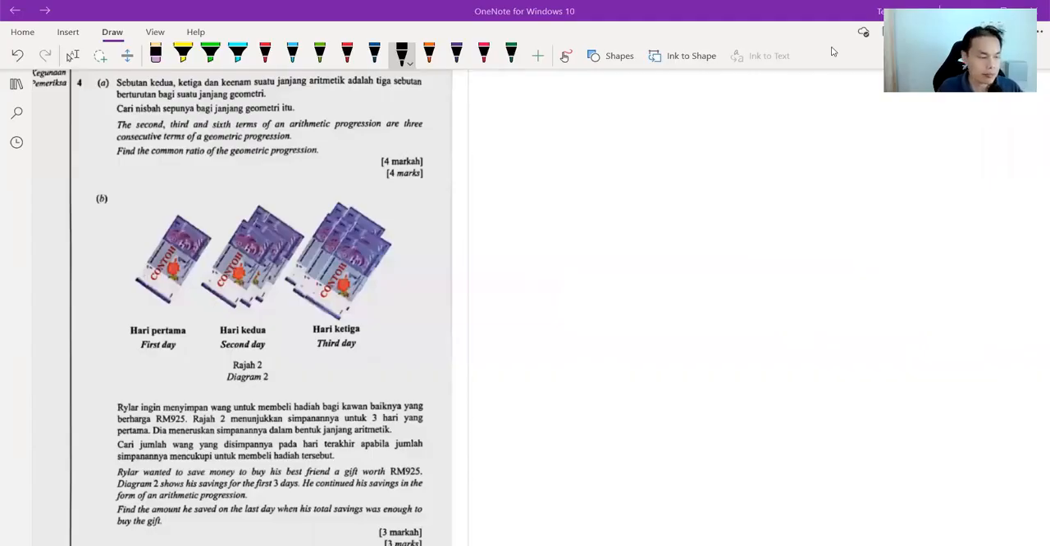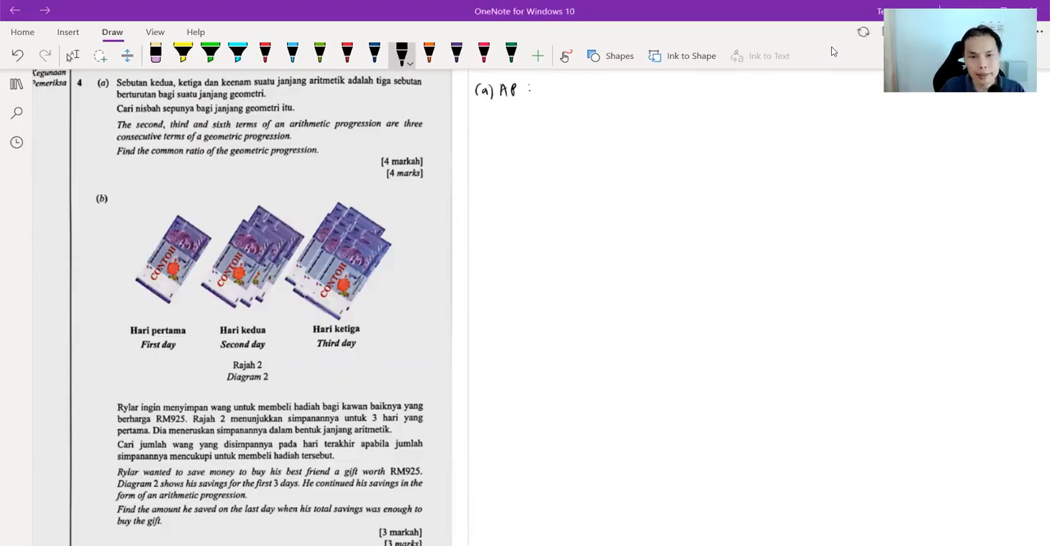Okay, question number 4. So this is from progression, Form 4, chapter 5. The second, third, and the sixth term of an arithmetic progression are the first 3 consecutive terms of a geometric progression. So find the common ratio of the geometric progression. Okay, so let's focus on the arithmetic part first.